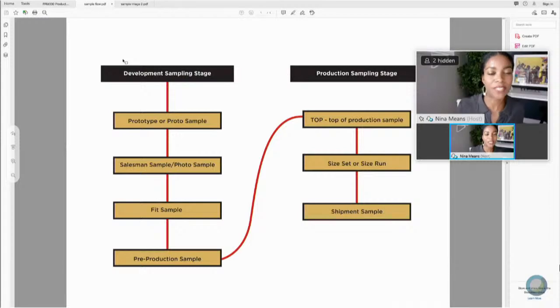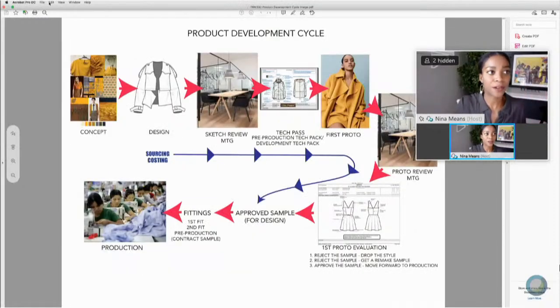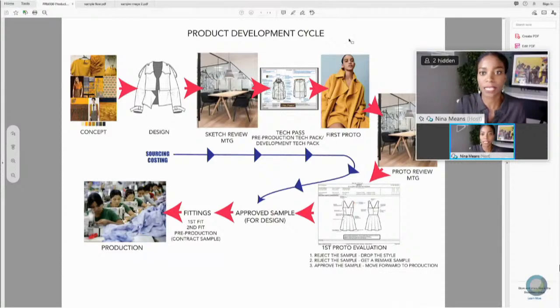We did do a recap video so that you don't have to go back and watch every single one right away, but you may find it really useful if you're trying to build your own. So that proto sample is the result of that very first development tech pack. If you remember, the proto sample is where we did a review in a proto review meeting.